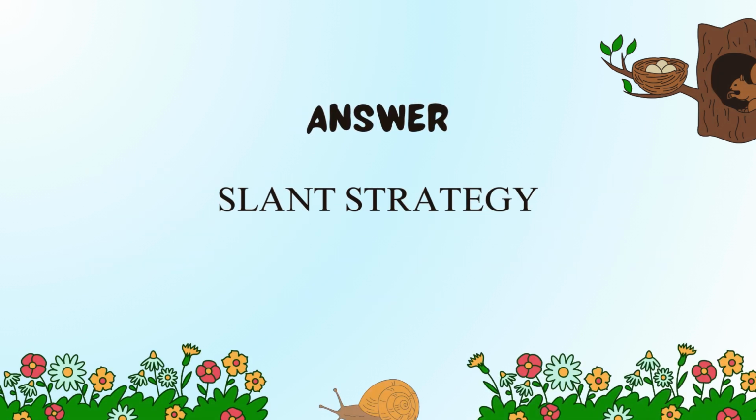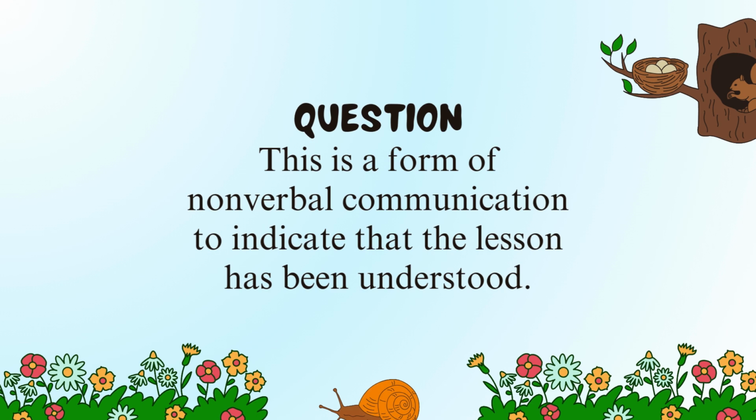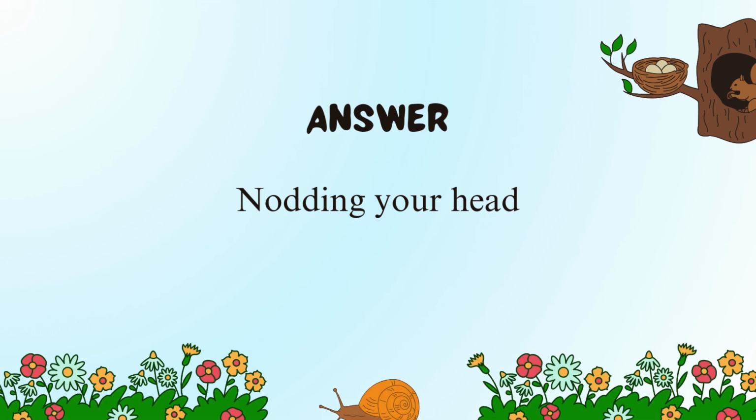Okay, very good. You got the correct answer. The answer is SLANT strategy. So next question. This is a form of nonverbal communication to indicate that the lesson has been understood. Okay, you may pause this video again for 5 seconds to think of your answer. Okay, very good. The answer is nodding your head.